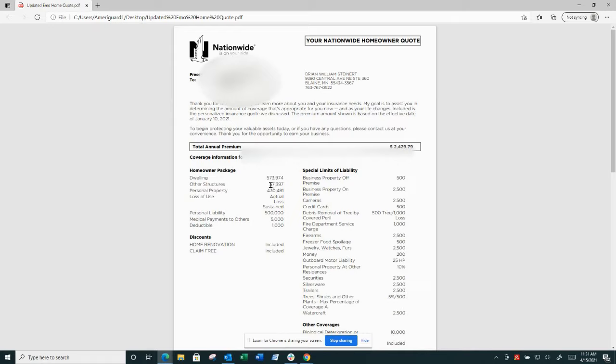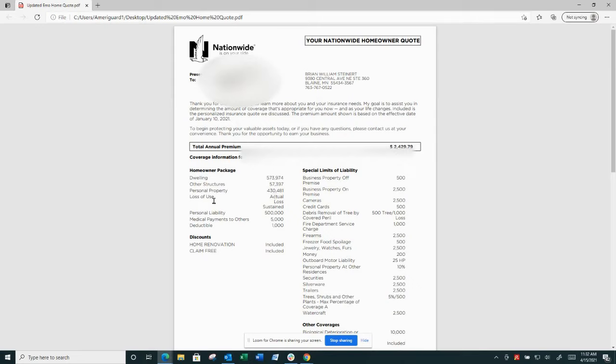Many of the home insurance coverages stem from this coverage A limit. Other structures, which would be something like a detached garage or a fence, shed, something of that nature, is 10% of this coverage A limit. So in this case, $57,000. The personal property limit is also a percentage of coverage A. It's usually somewhere in the neighborhood of 70 or 75% of the coverage A limit. In this case, it's $430,000.